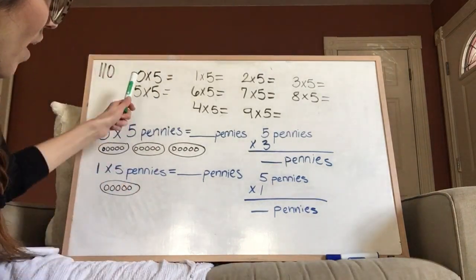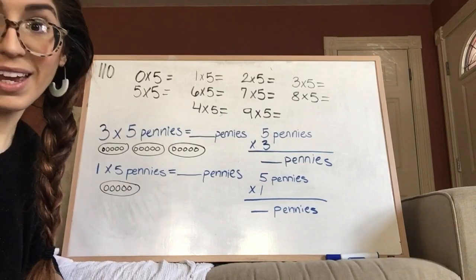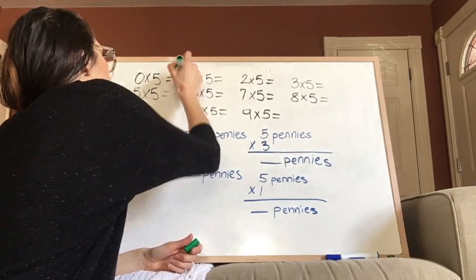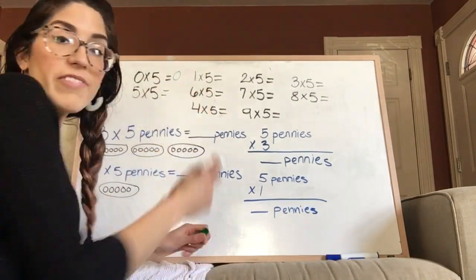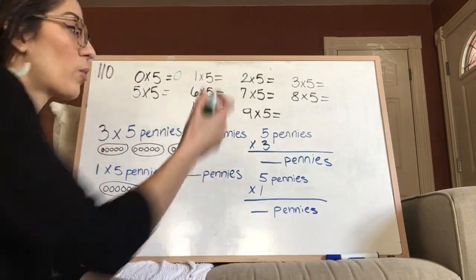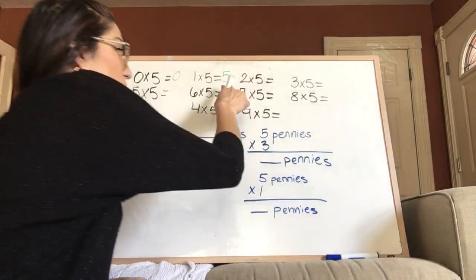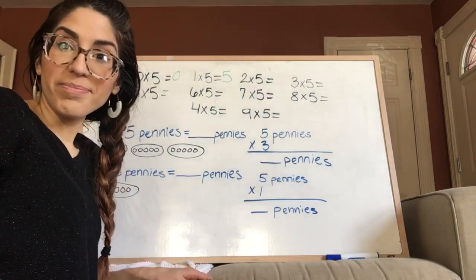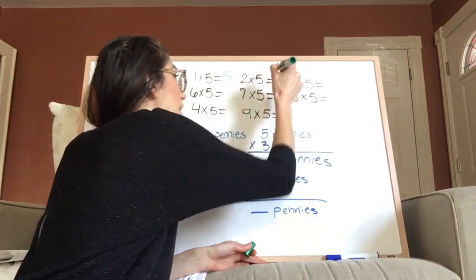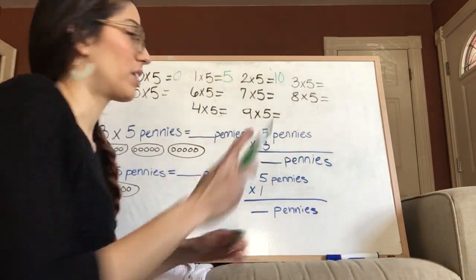So here we go. We have 0 times 5 equals, okay, and that is 0 because nothing times 5 is 0. Okay, and then we have 1 times 5. So 1 times 5 equals 5. Okay, and then 2 times 5 equals 10. Notice a pattern here. 3 times 5 equals, that's 15.